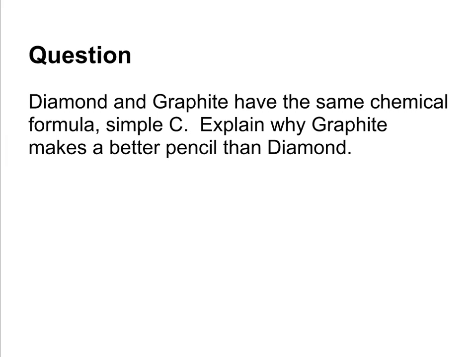Your question for this section: diamond and graphite have the same chemical formula, carbon. Explain why graphite makes a better pencil than diamond.